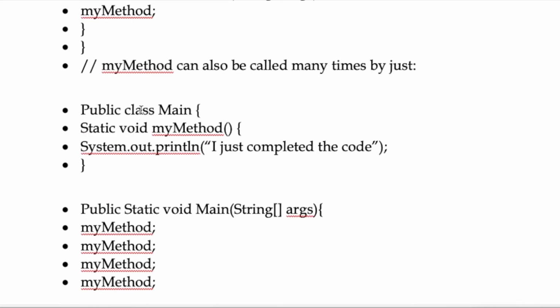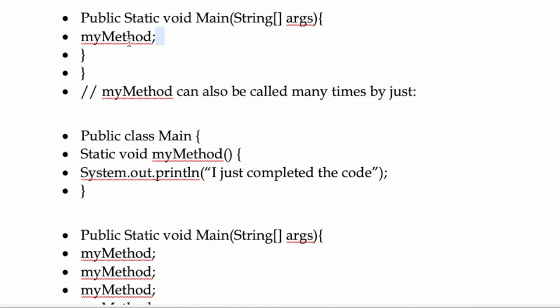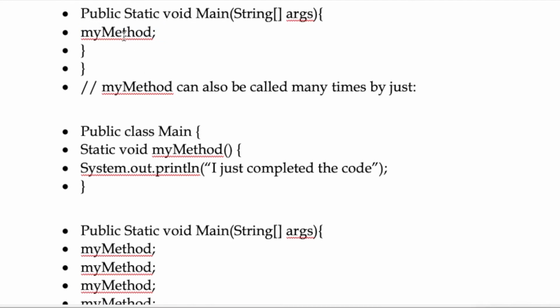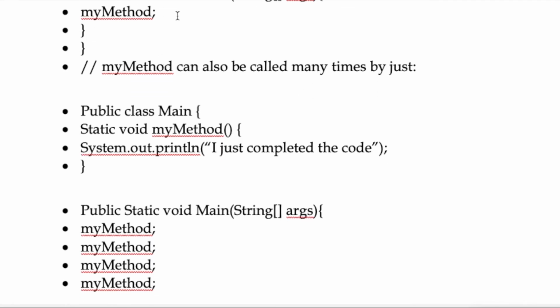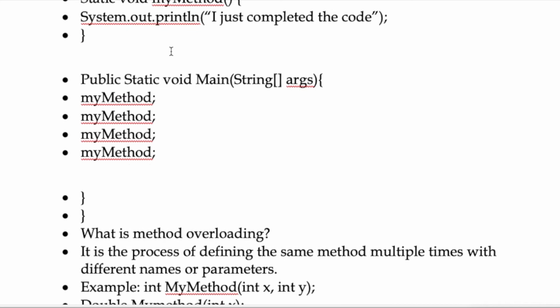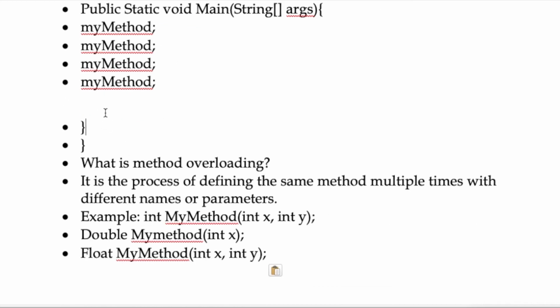Now here I have called the method to print the line I want. So myMethod is the line I want to print out. This can also be printed out as many times as you want. You just need to add myMethod as many times as you want. So now my code has ended.